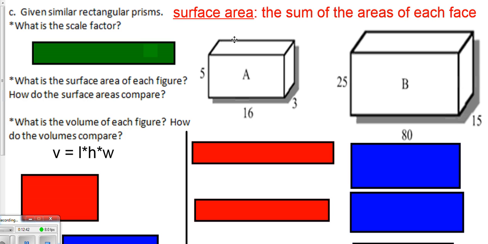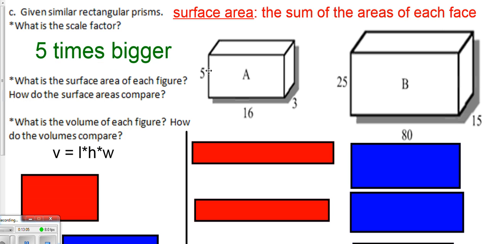So this box is going to have 6 faces, one on the front, one on the back, one on top, one on bottom, one on the left side over here, one on the right side. We would just add up all of those areas, and that would be the surface area of this figure. So first off, going from these two boxes, one to the other, what is the scale factor? It's 5. 5 times bigger. Box B is 5 times bigger than box A.